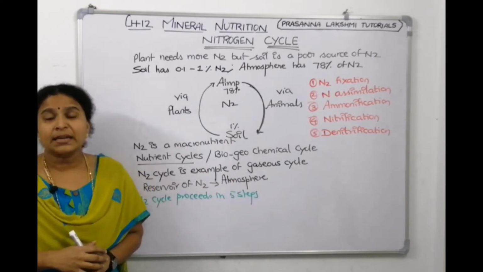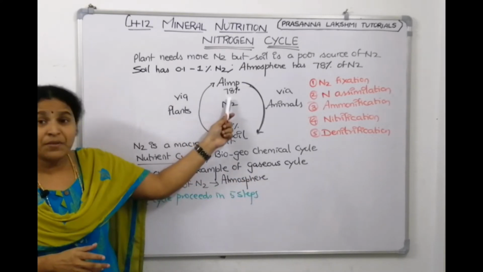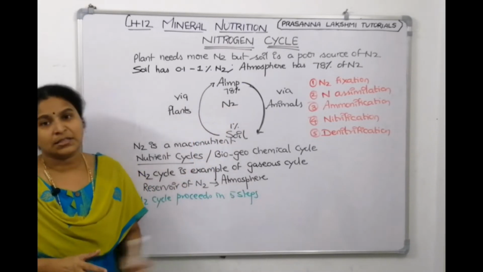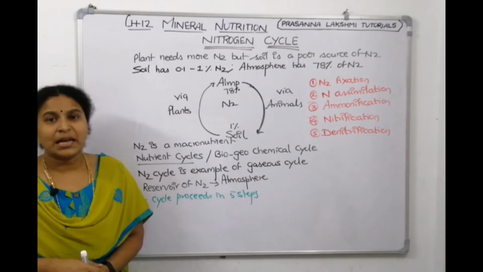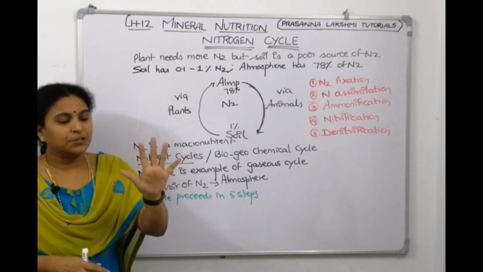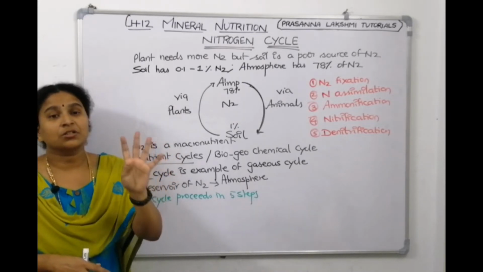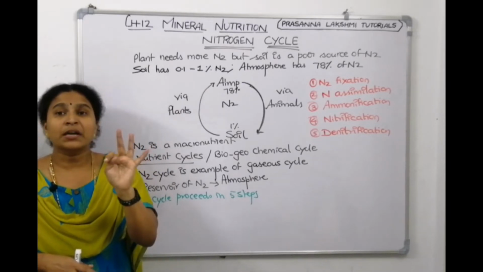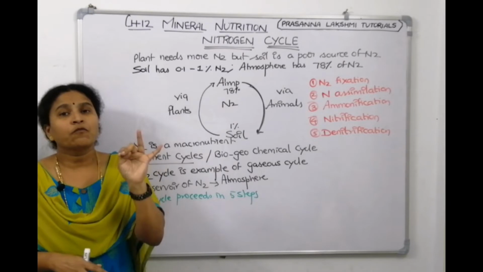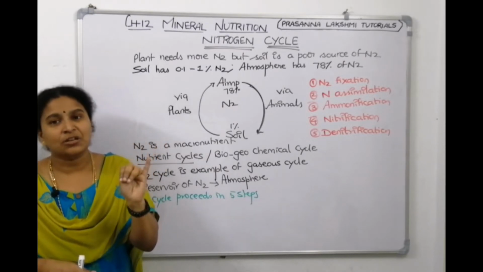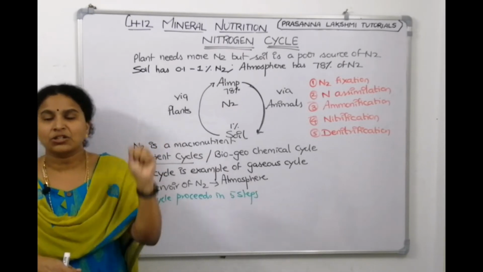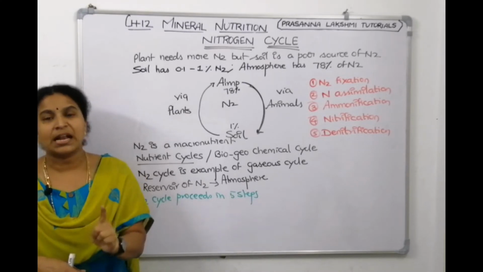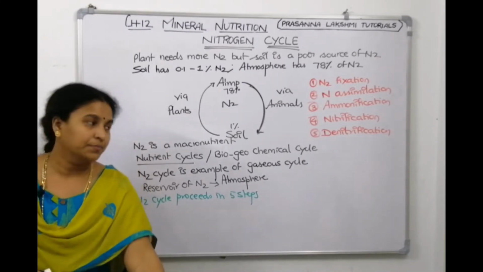And for gaseous cycles, who is a reservoir? You can make out 78% is there in the atmosphere. So atmosphere is a reservoir for gaseous cycle. And this nitrogen cycle proceeds in 5 steps. First one is nitrogen fixation. Second one is nitrogen assimilation, storage. Third one is ammonification. Fourth one is nitrification. Last one is denitrification. Take a screenshot, then we will talk about the first step in today's class, that is nitrogen fixation.